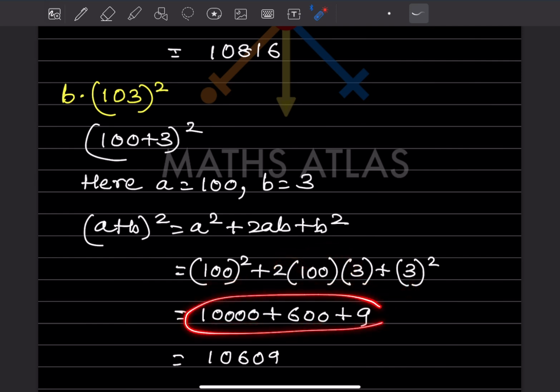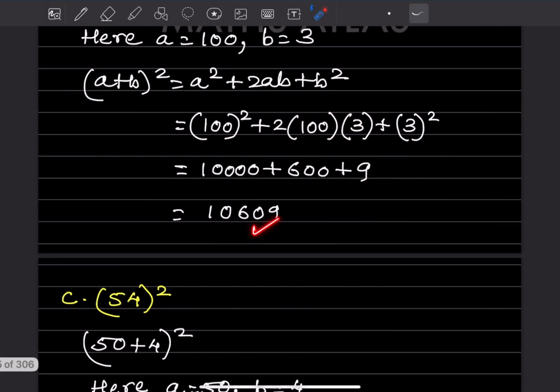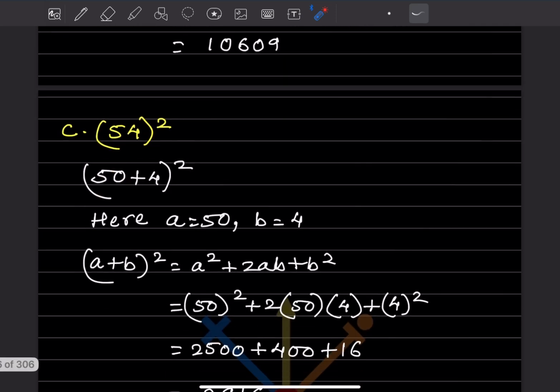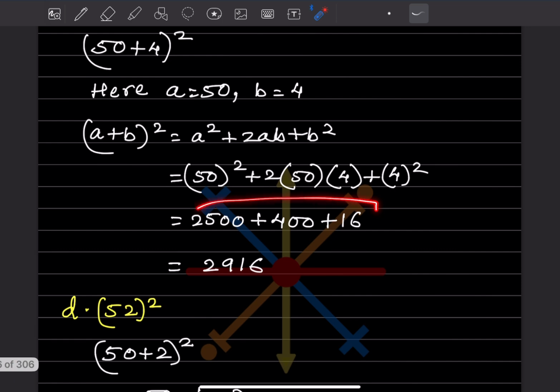So add all together, that will be 10,609. So now for 54 square, we can make (50 plus 4) whole bracket square. So A is 50 and B is 4. So again the same formula we are going to use, plug in the values. So that is going to be 50 square, 5 fives are 25 and 2 zeros here, so 2500. This together, that is going to be 400 plus 16. Add it. So 2916.